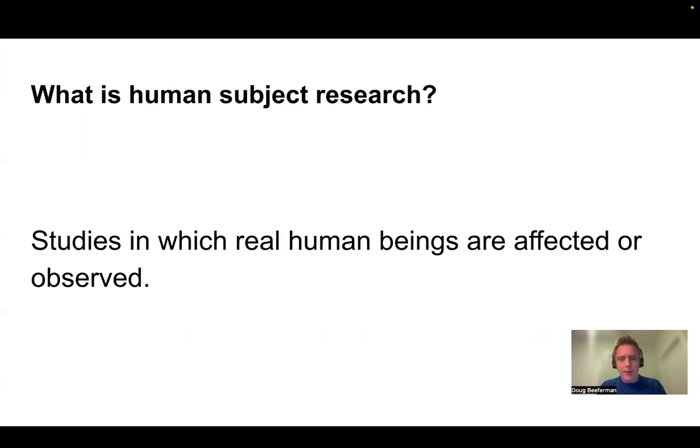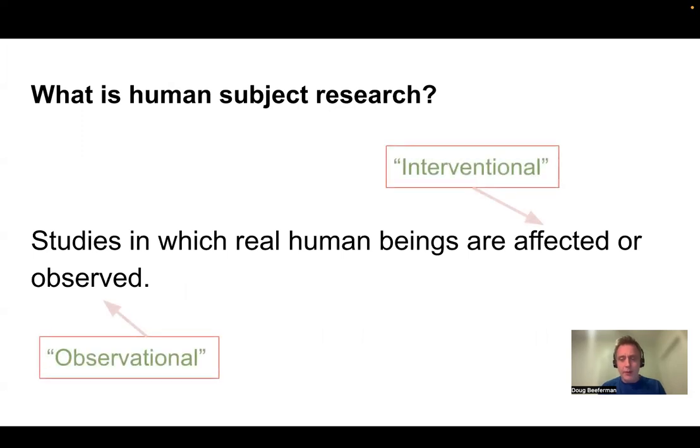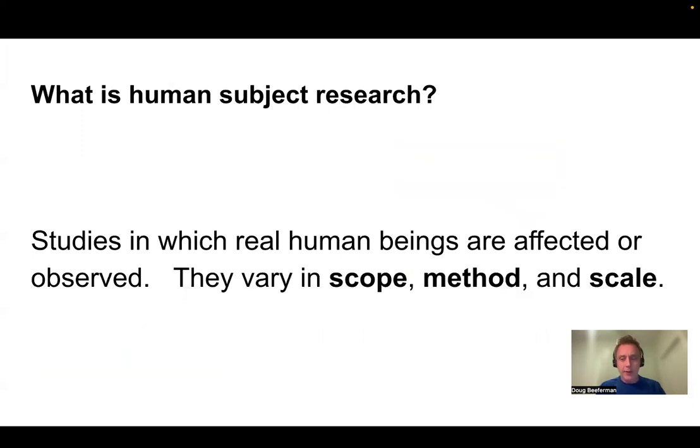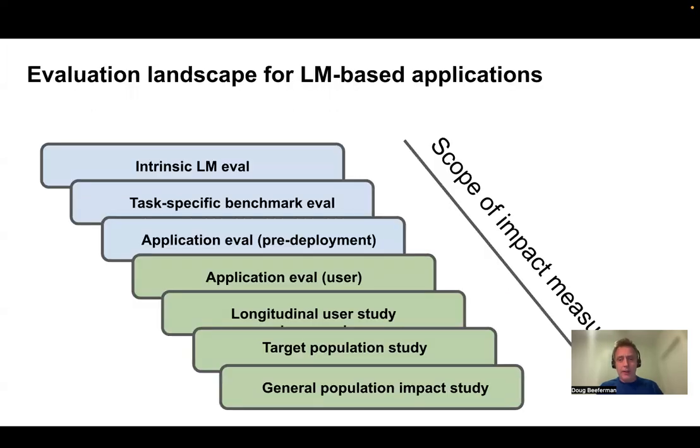So broadly speaking, human subject research describes studies in which real human beings are affected or observed. We call the studies in which they're affected interventional studies, and the studies in which they're observed observational studies. There's a wide array of different kinds of human subject research. It varies by a few different dimensions like scope, method, and scale. And so we're going to talk about a few of those dimensions now.